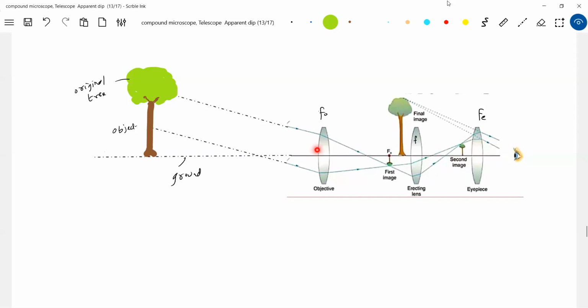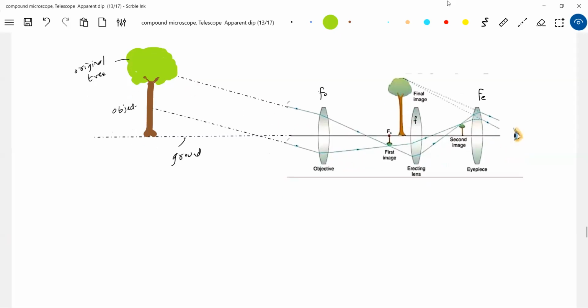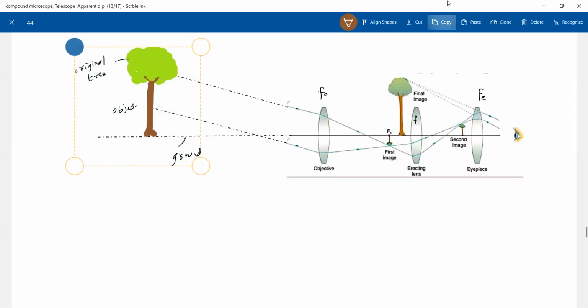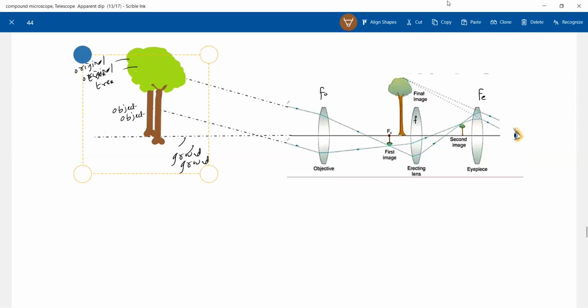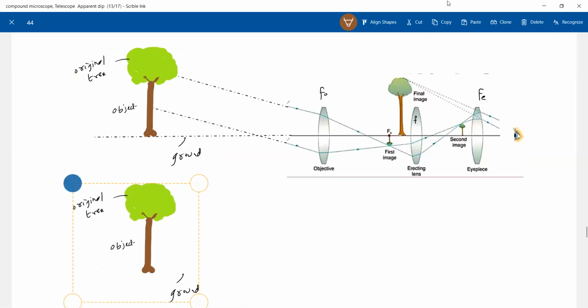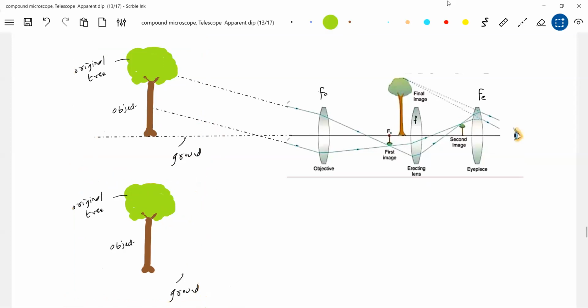So without these lenses, without this telescope, what happened? The angle subtended by the original tree. You can see this. I think you draw a triangle. I'll bring one small diagram. Clone it. What I was supposed to explain is this one.